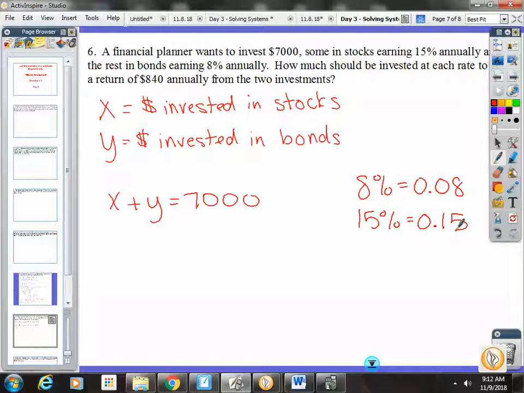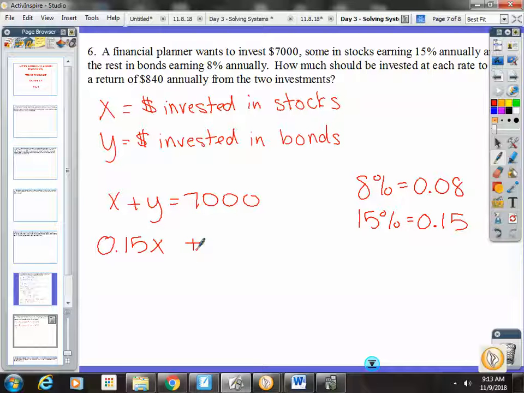How much are we investing at 8%? Well, 8% was the bonds, and 15% was the stocks, right? So let's start with stocks. I'm going to put X number of dollars into stocks. What's my rate of return there? 15%. So if I take 15% of X, 15% of the amount I'm putting in stocks, that's going to tell me how much I'm going to get back from the stocks.